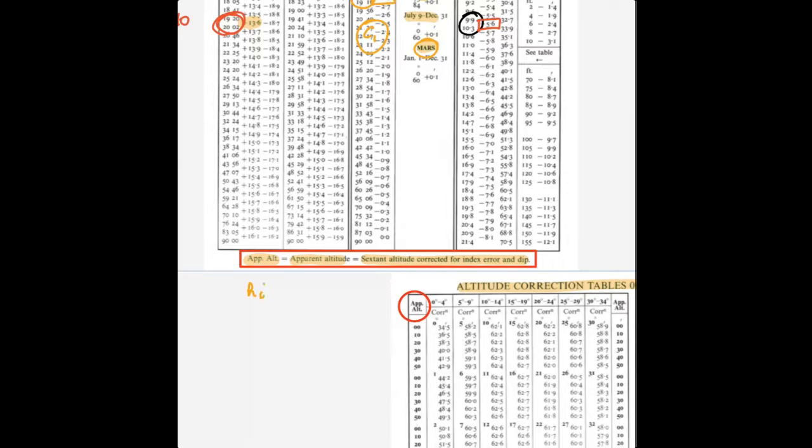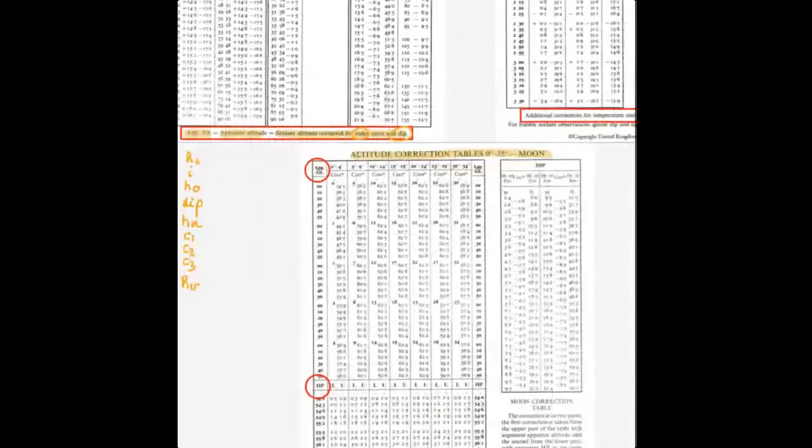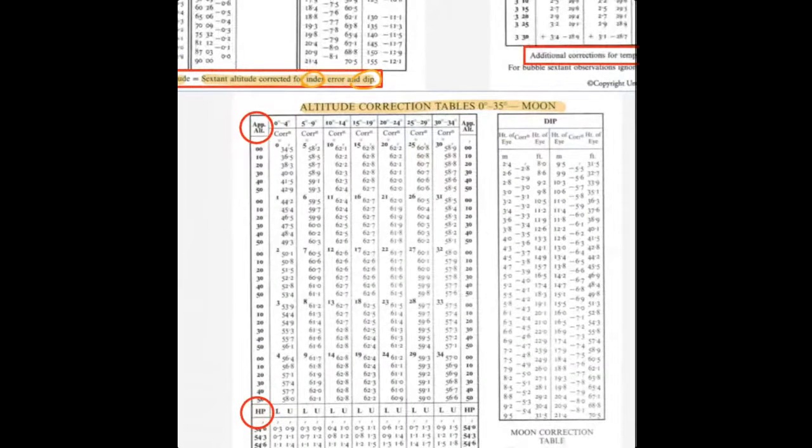You have your instrument height, you apply the index correction, this will give you the observed altitude. Then you apply the dip, so index error and dip, and this gives me then my apparent altitude. And it's to this altitude that you have to apply all these C1, C2, C3, C whatever to obtain the true altitude. So back to the moon. The altitude corrections for the moon are to be applied on the apparent altitude.